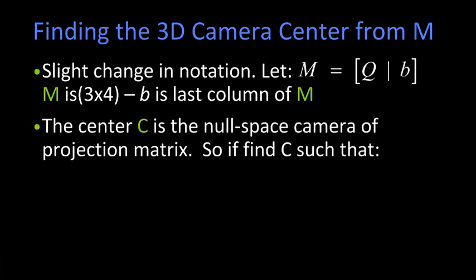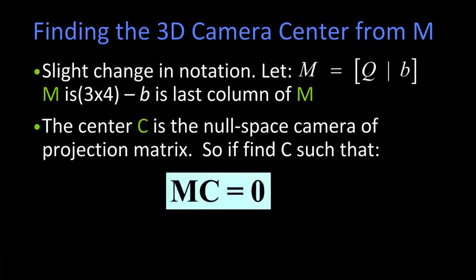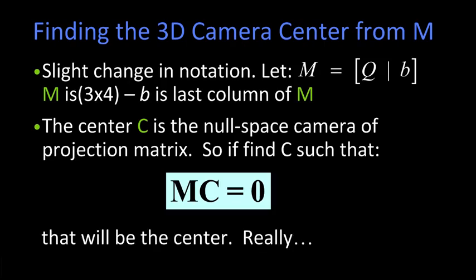I'm going to claim that the center, C, which is a point, which I'm going to represent as a vector, is in the null space of the projection matrix. And what that means is that if you multiply M times C, it equals 0. And if you found such a C, that would be the camera center. And you should just trust me. Okay, maybe you don't trust me. Let me show you why that's true.